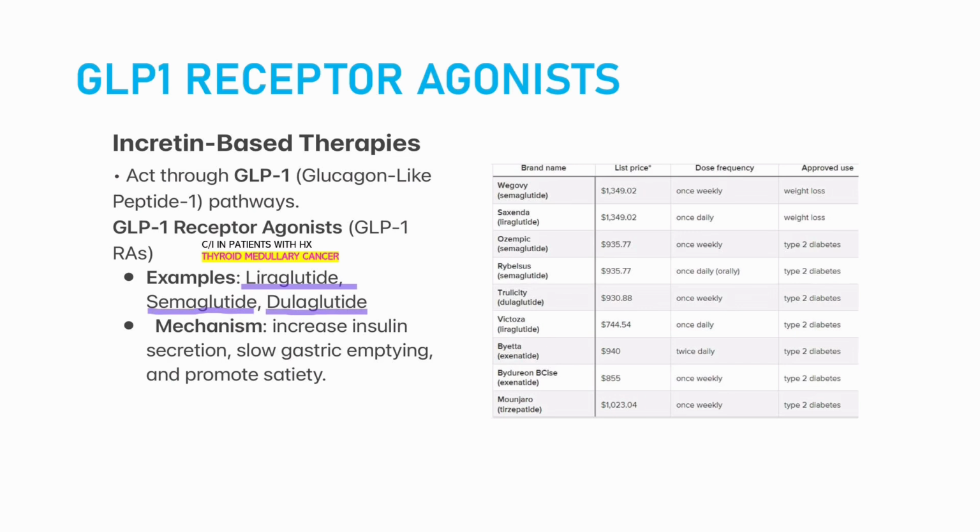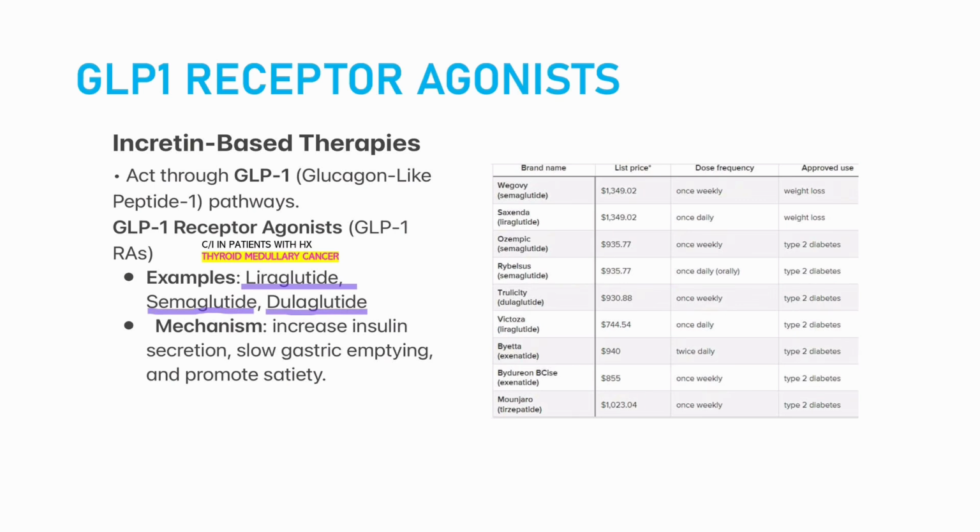Then there is exenatide. The brand is Byetta. It's $940 twice daily and it's approved for diabetes. And Bydureon BCise, $855 once weekly, and it's approved for type 2 diabetes. So this Byetta is available in 5 microgram and 10 microgram. You can start at 5 microgram. Then Bydureon BCise is 2 milligram per injection every week.